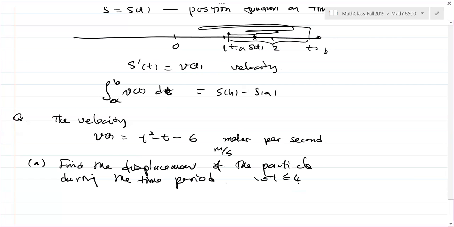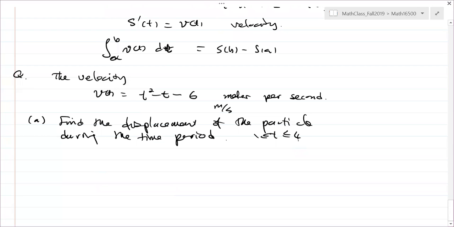Right. So you have to understand, this is the only question we have to do. Find the displacement. Step one, how to do the problem: you just need to write that down. This is the displacement, right? It's going to be the integral from 1 to 4 of s prime of t dt.